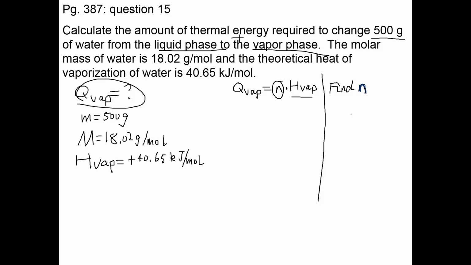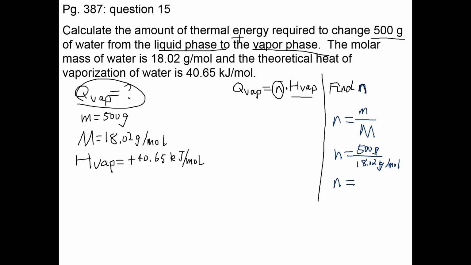All right, to find n, we're going to use our molar mass, of course. n is equal to the mass divided by the molar mass, right? The amount of stuff there is divided by how many grams for each mole. So n is equal to 500 grams divided by 18.02 grams per mole. Grams cancel. The mole would come on top because double division is multiply.